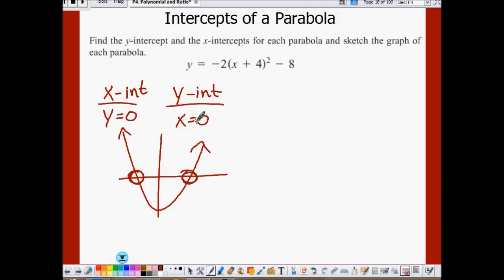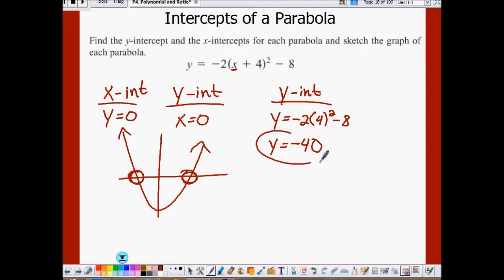To find the y-intercept, we'll do that first. We plug in 0 for x. So my equation turns into y equals, that's what we want. We want a y-intercept. If you ever get confused by that, if you plug in 0 for y, you don't have a y. So to find a y-intercept, eliminate the other variable. y equals -2 times (0 plus 4) squared minus 8, or y equals -40. You can check me on that.